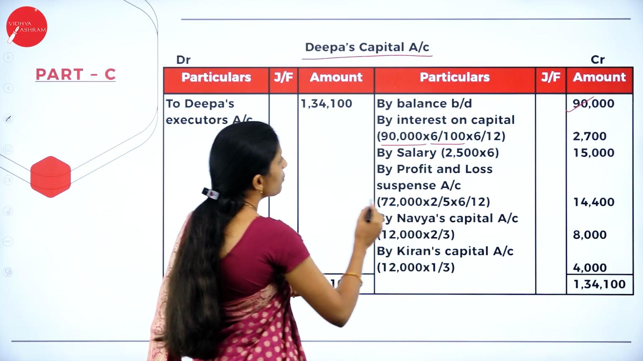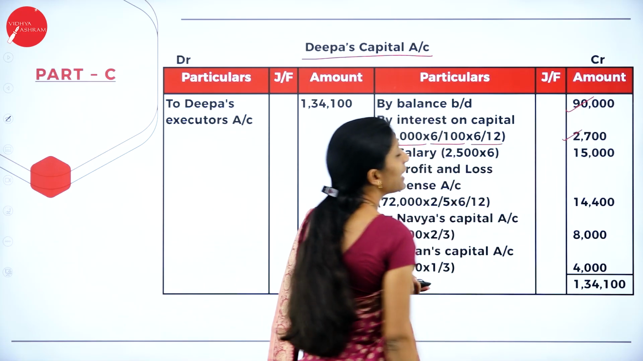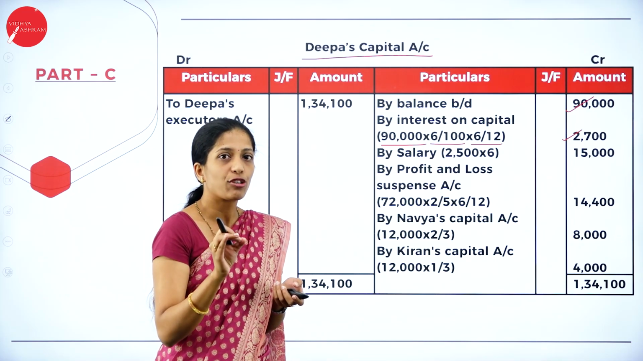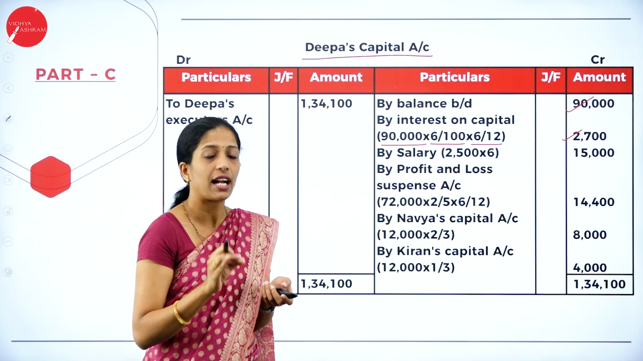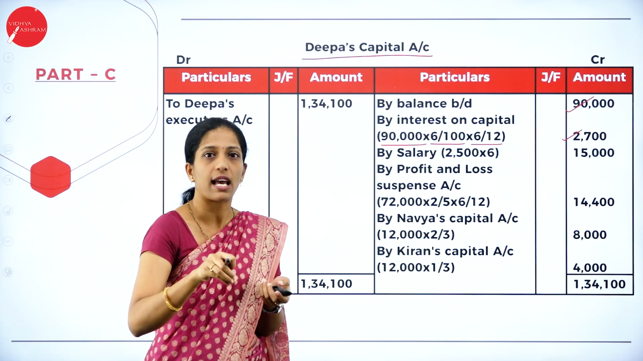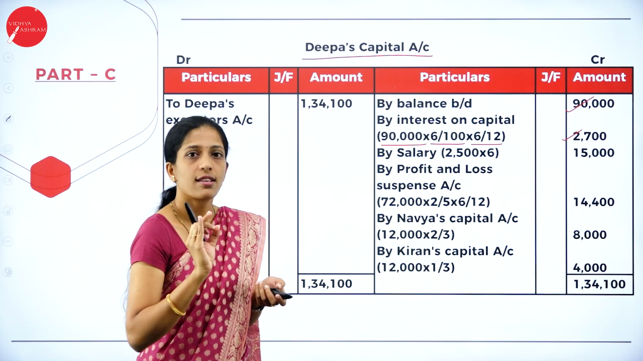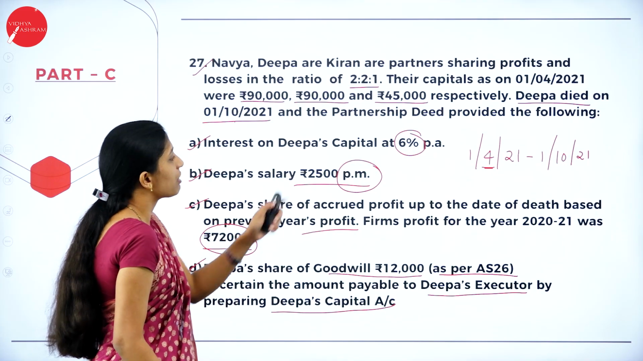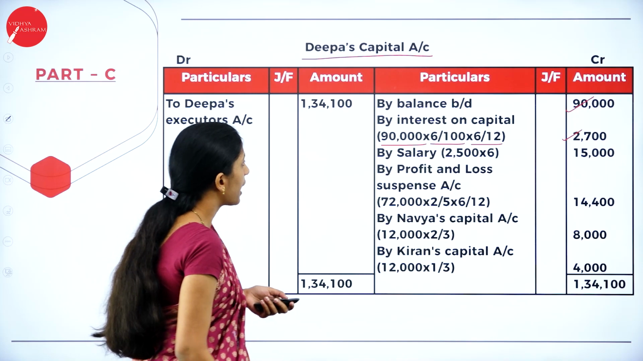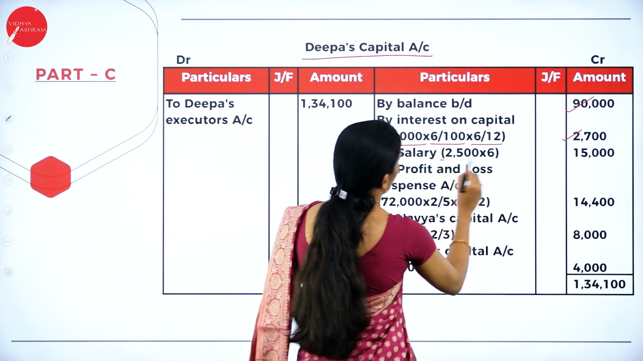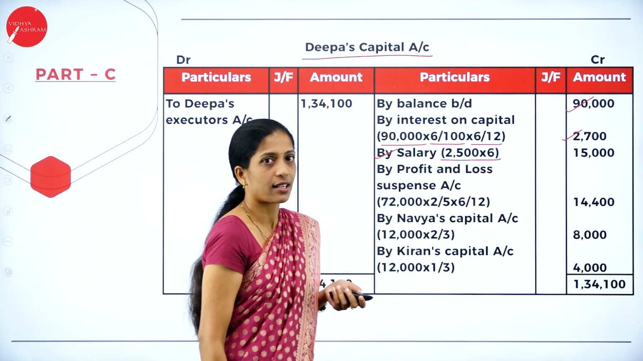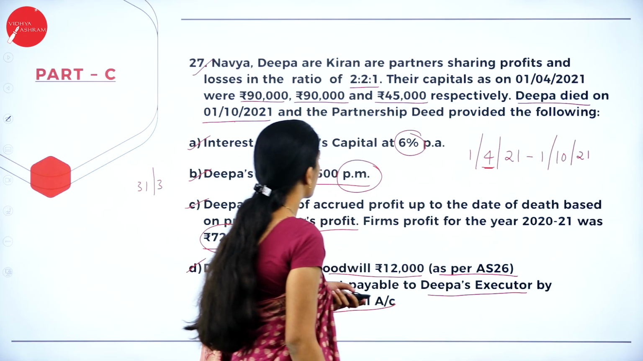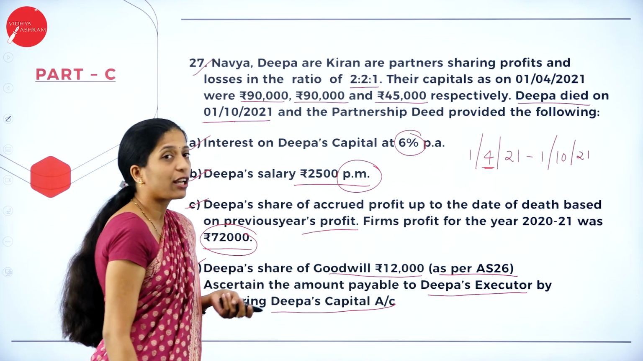So how many months? 6 months. So 6 divided by 12. So it will be 2,700. So take her capital 90,000 into percentage 6 divided by 100 into for how many months she was there in the business. She was there only for 6 months. So it will be 2,700. Next is Deepa's salary 2,500 per month. So how do you take? By salary 2,500 into 6 because she was there only for 6 months. That is 15,000. Next, Deepa's share of accrued profit.